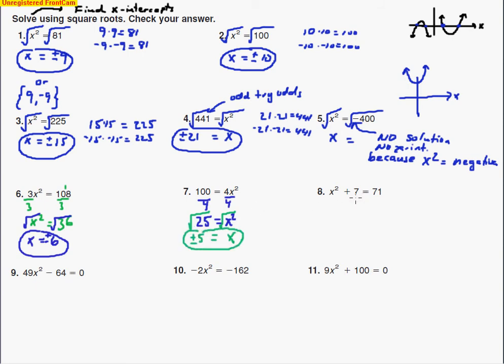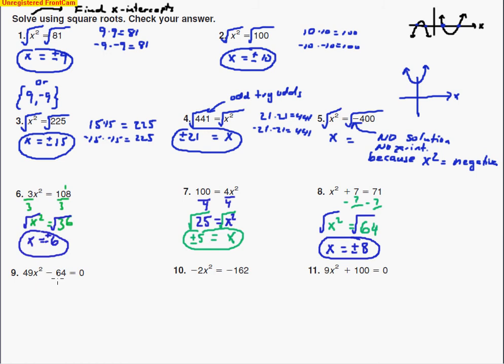Well, this next one, I'm going to end up subtracting 7 from both sides. And when I do that, I'm left with x squared, and then this all equals, well, 7 from 71. If you think of 11 minus 7 makes 4, and so we end up with 64. Well, when we go ahead and take the square root of both sides, we end up with 8. And so remember, there's going to end up being 2 answers here, either positive 8 or negative 8.